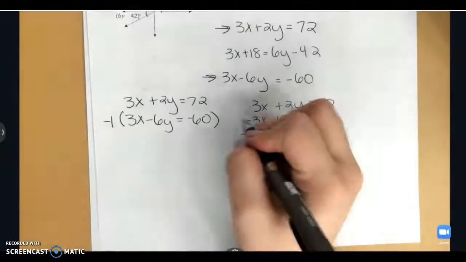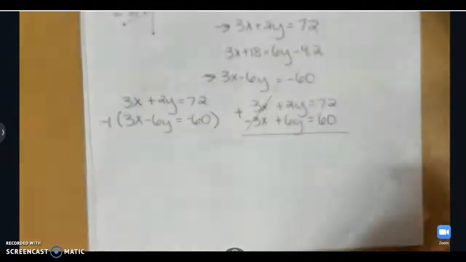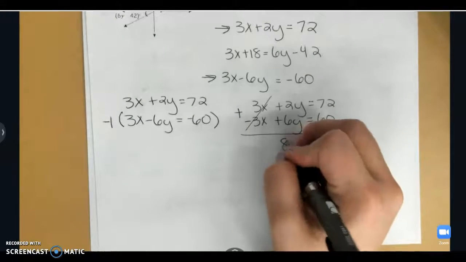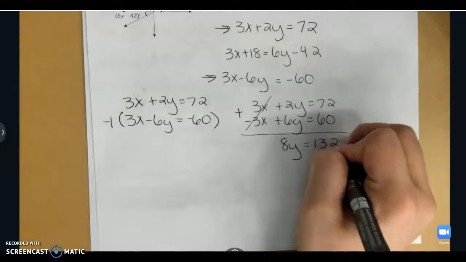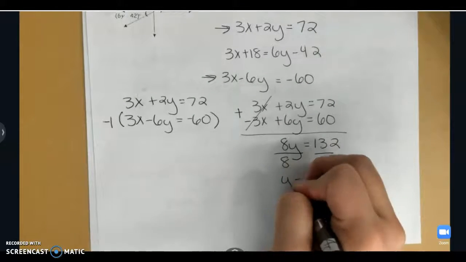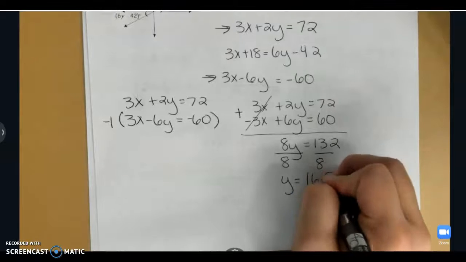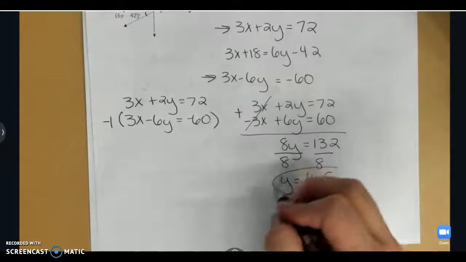And now I'm going to combine everything on the right and everything on the left. So my x's cancel. That gives me 8y. And on the other side, I get 132. So divide by 8, and I find that y is 16.5. So there's the first part of my answer.